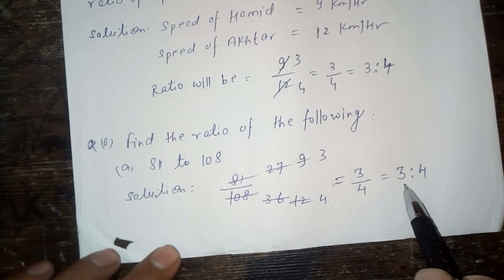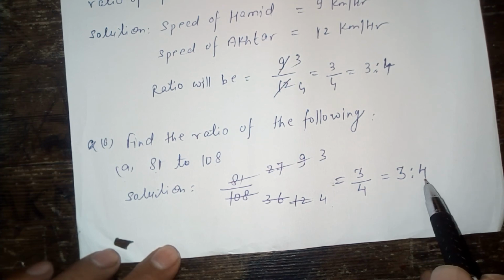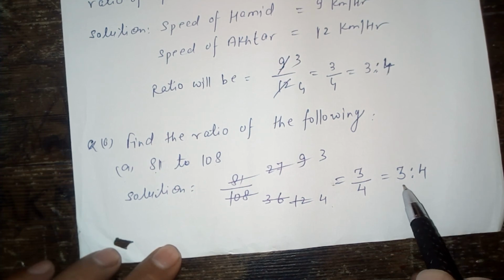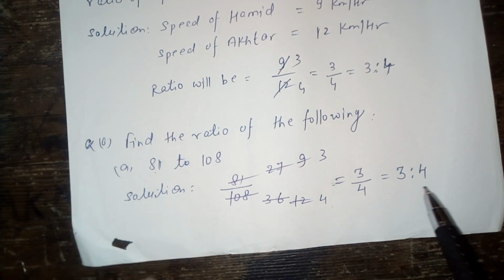How can you read 3:4? 3 is to 4 or 3 ratio 4. Both are the same. So the required answer is 3:4.